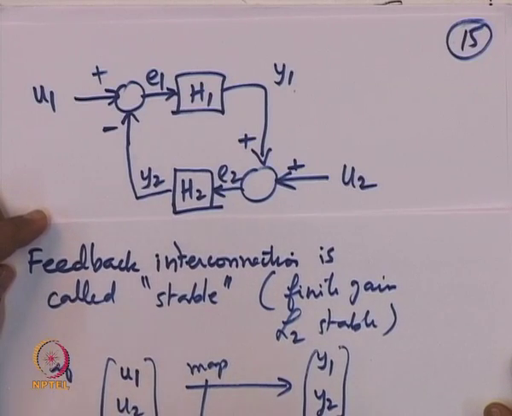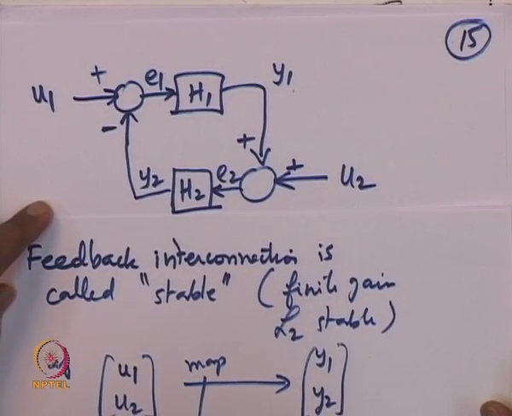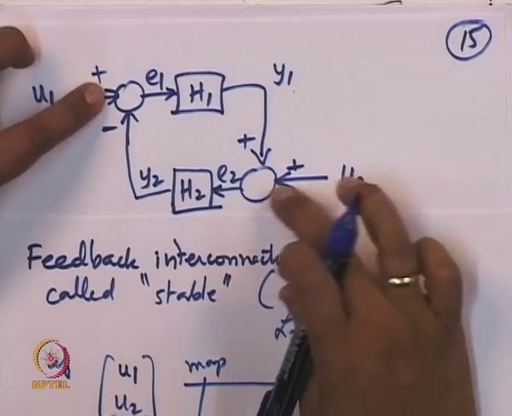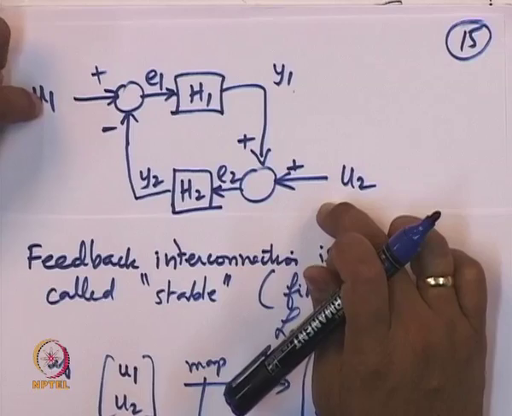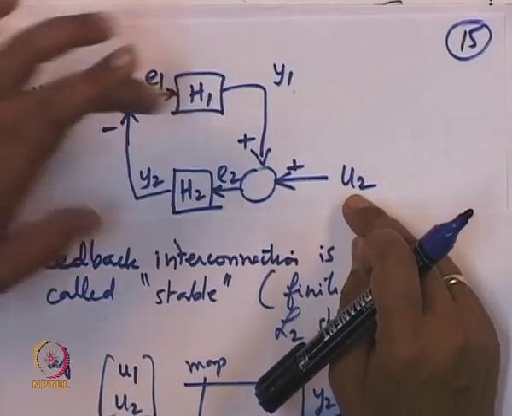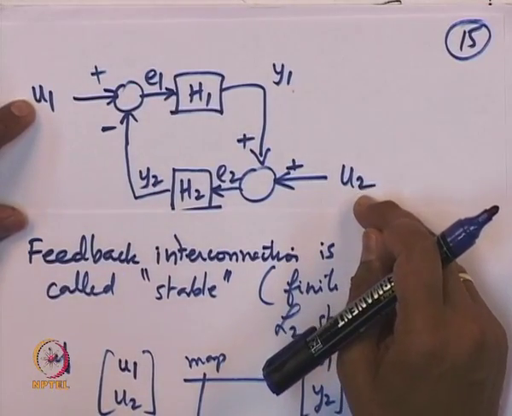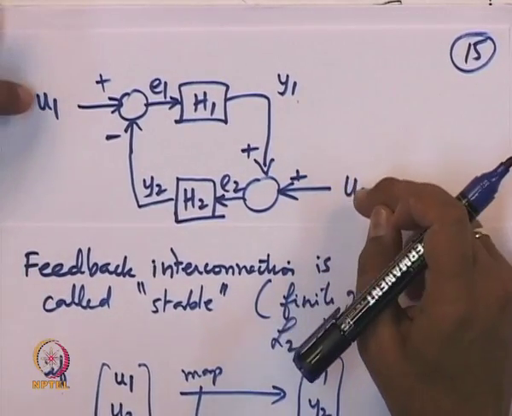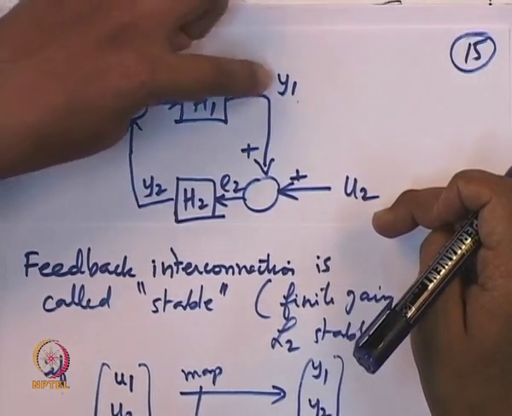Now, we want to ask the question, under what conditions on H1, H2 will we have stability of the feedback interconnection? Stability of the feedback interconnection, as I said, is finite gain L2 stable from these inputs U1, U2, which are injected at the interconnection points. There is also a notion of well-posedness of interconnection. Well-posedness means that U1, U2 are genuinely our inputs, and as soon as U1, U2 are given, all the rest of the variables are outputs and get determined. To say that this feedback interconnection is well-posed means that for every U1, U2 input, there is a unique output E1, Y1, E2, Y2.